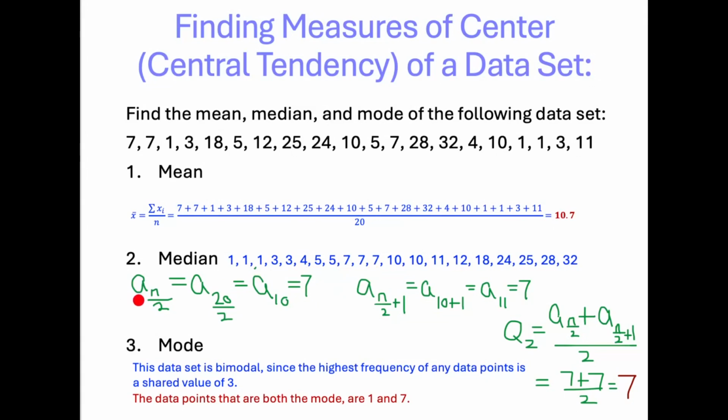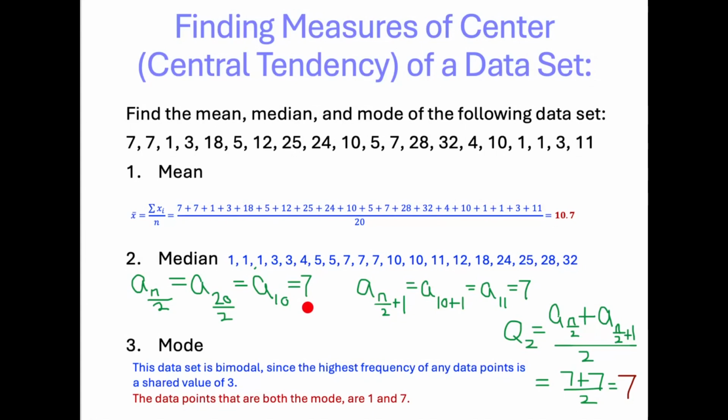So for our formula to find one of the terms that we're going to average out, it's going to be a sub n over 2. In our case, n is 20. There's 20 data points. So it's a sub 20 over 2, which is a sub 10. So what we do is we go and look for the 10th term in our sequence. So 1, 2, 3, 4, 5, 6, 7, 8, 9, 10. Our 10th term is 7. And so we go ahead and write that down. So a sub 10 is 7.